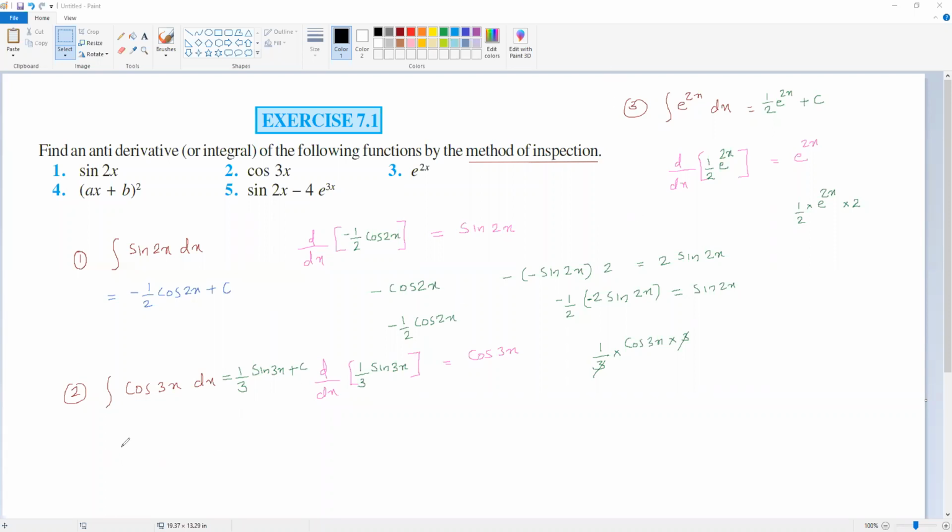Now fourth question: integral of (ax plus b) the whole square dx. What we need is to find the derivative of which function is equal to (ax plus b) the whole square.